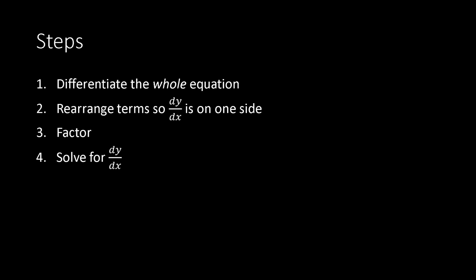Okay, so the steps that we're going to use to solve for dy over dx is we're going to differentiate the entire equation. So we have two sides of an equation. We're going to differentiate both sides. Then we're going to rearrange the terms so that dy over dx is on one side. We're going to factor, and then we're going to solve for dy over dx. So let's look into an example.